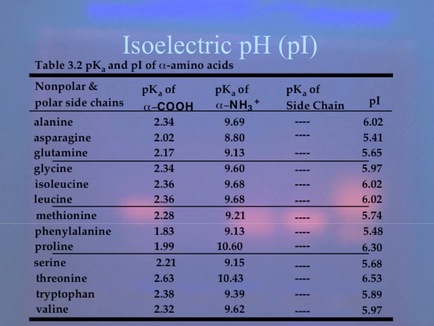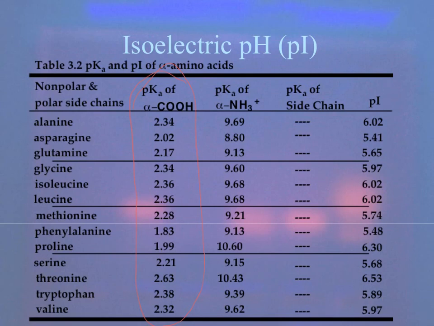All right, once again, do not memorize this. But if you look, you should see that roughly right around pH 2, all of the pKa's for the carboxylic acid are right around 2. Likewise, here if we look at the pKa's of all of the amino groups, they're roughly 9 to 10, give or take. Okay, and then this table gives you the pI's.